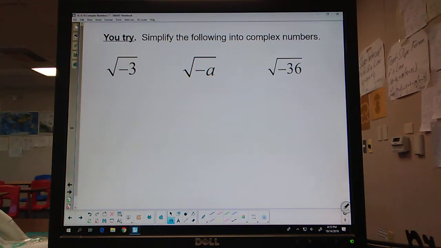Now, here's some practice problems. If you want to pause the video right now and see if you can figure out these answers, go ahead.